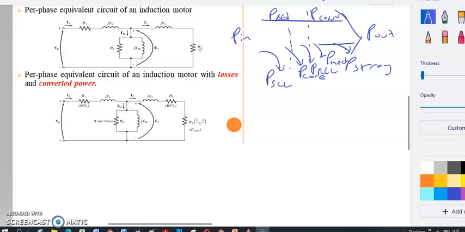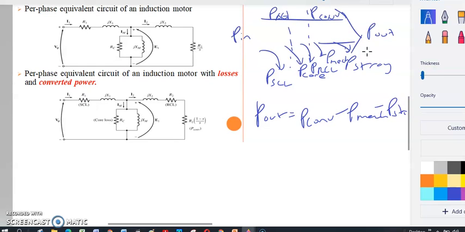So if you refer to the power flow diagram, you can see that the P out is equal to P conversion minus P mechanical and also minus P stray. Sorry, P out is the amount of P conversion that we obtain at this point, minus P mechanical and P stray. P mechanical is your P friction and windage.